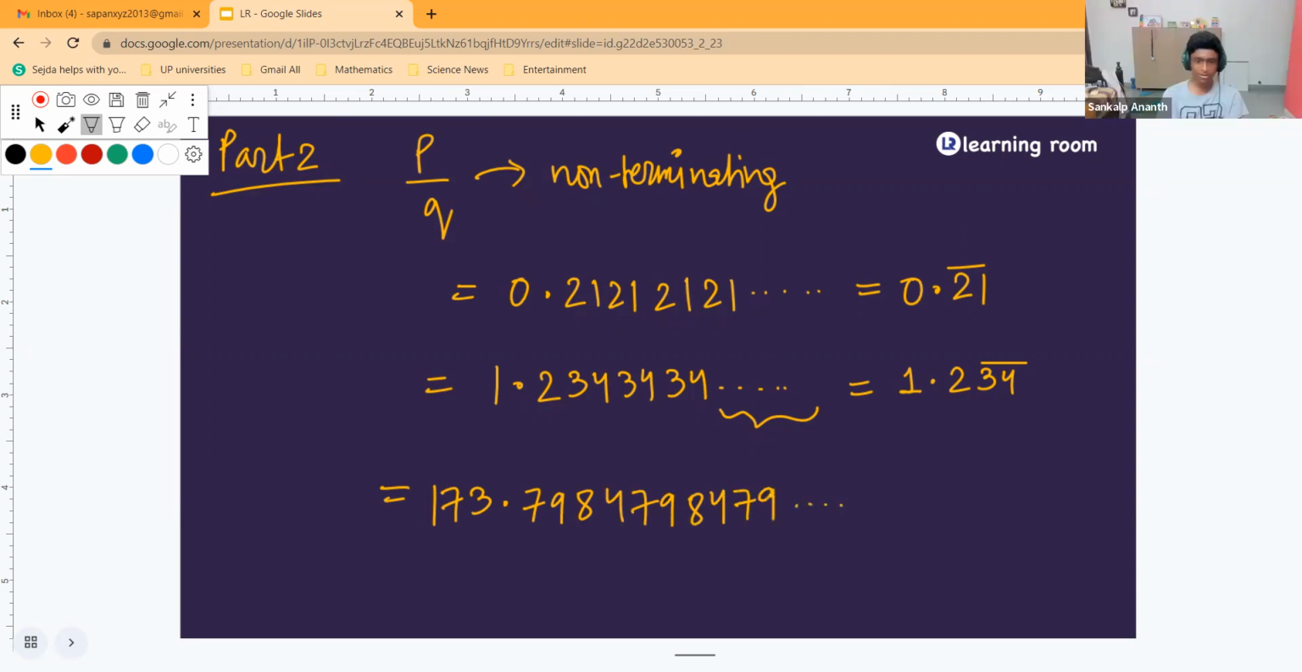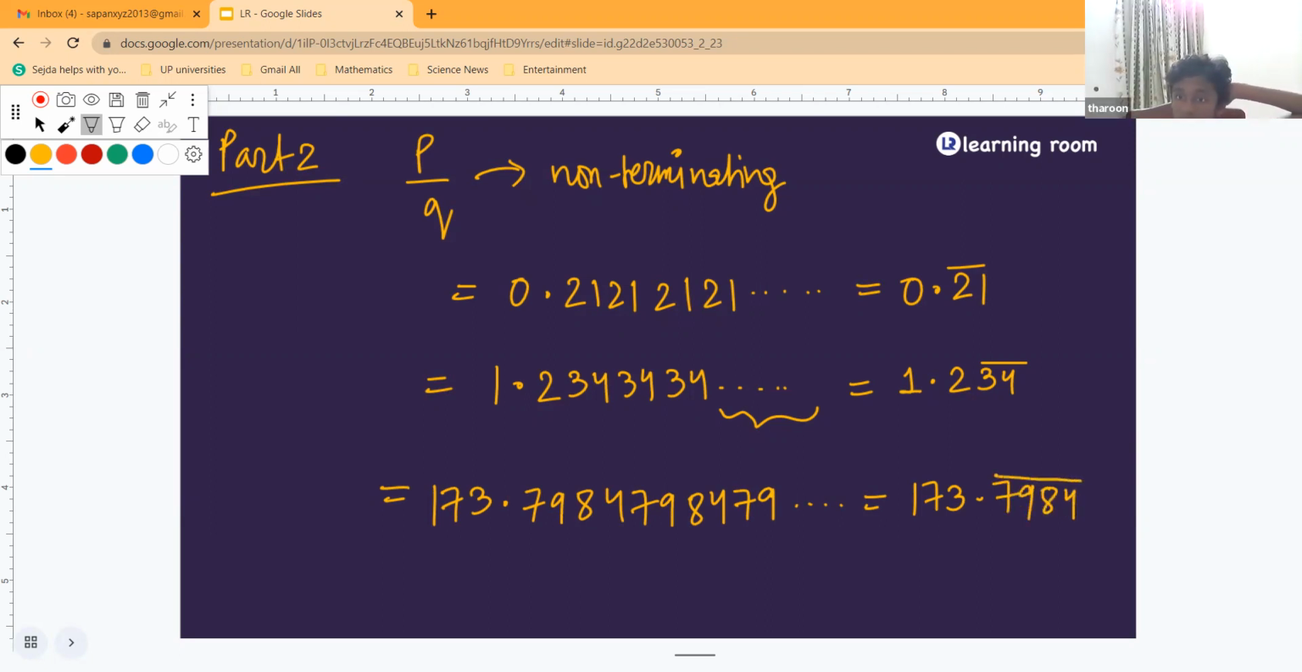So we have to have a line above 9847. 7984. You have to have one line 173.7948 and a line above. Line above 9847, 7984. No, 7984 from 798 and then 4798 and a dash. That's what I said, I said 798. Exactly. Understood. So what I did, sir, was also right. I thought 173.798 and then 4798 and a dash above the 4798. No, that's not right, sir. Let's see.